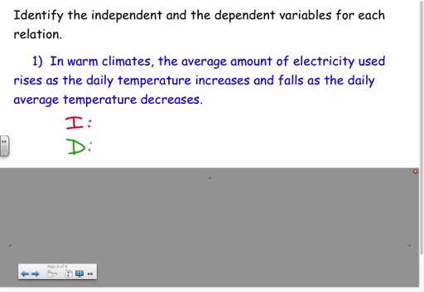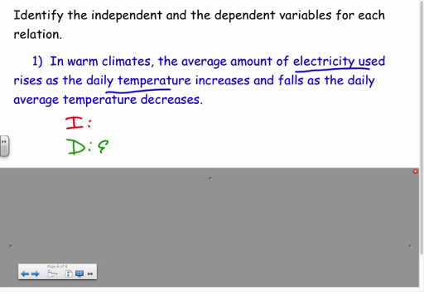So which one depends on the other as I read through this? In warm climates, the average amount of electricity used rises as the daily temperature increases and falls as the daily average temperature decreases. Well, which depends on the other? What are my two things here? If I look, I got electricity used and daily temperature. So does electricity used depend on the temperature, or does the temperature depend on the electricity? Well, if you think about it, the electricity depends on the temperature, doesn't it? Because depending on what the temperature is, that's how much electricity used.